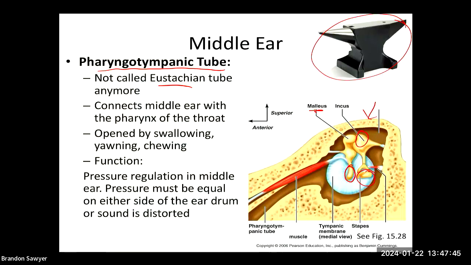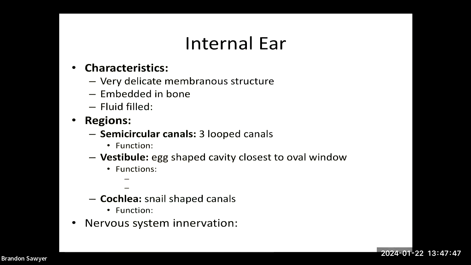Okay. All right, and then we get into the internal ear, or the inner ear. Okay, so this is a very, very delicate membranous structure, fully embedded in bone. Right, so it's just totally in this little tiny cavity inside of our skull. Right, it's fluid filled. All the structures that we'll talk about inside here are fluid filled. Right, so the two sections of the ear we were just talking about are air filled, but these are all fluid filled.